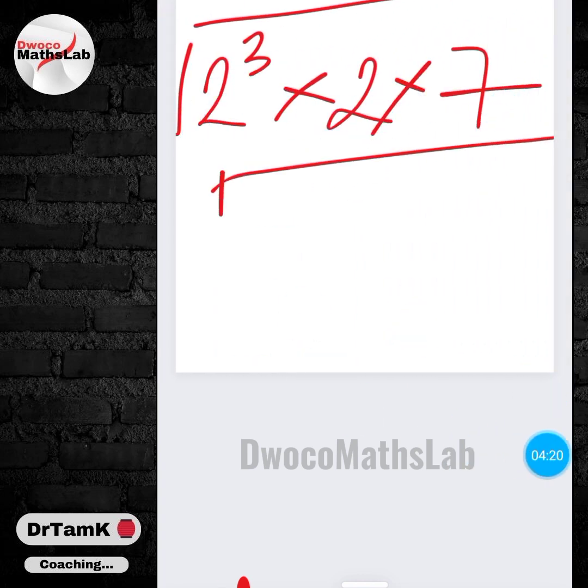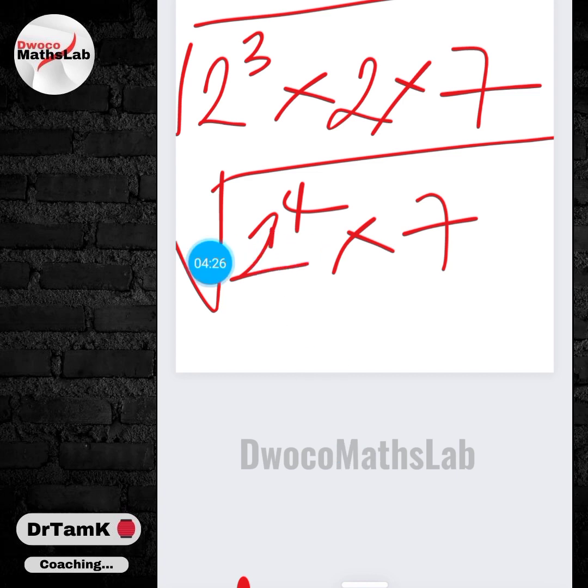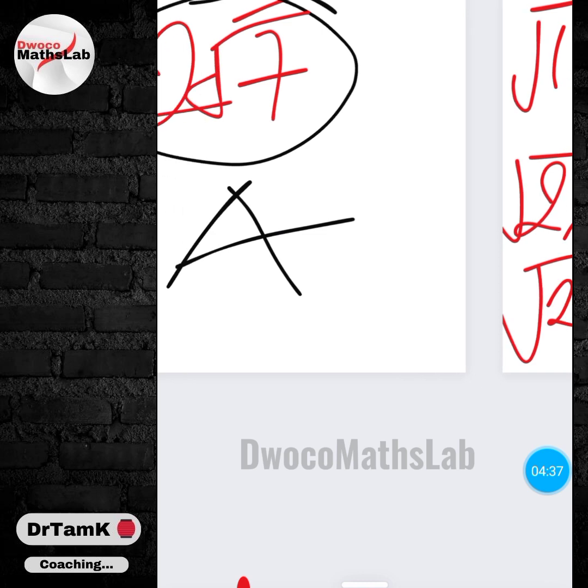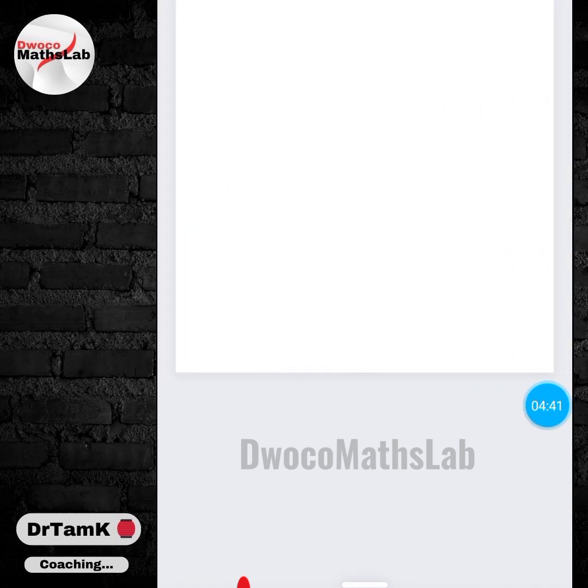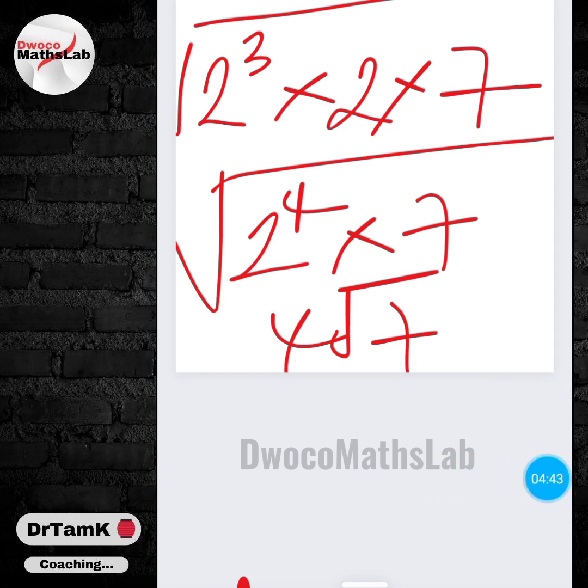Now, obviously, that's going to give us 2 raised to the power of 4, times 7, and then 2 raised to the power of 4 is 16. Is it not true? That would give us 16. So obviously, square root of 16 is 4. So that would give us 4 root 7 as its basic surd. Basic surd for root 112. Is that clear? Root 112 is a single surd. The basic surd is 4 root 7. Is it clear to you?